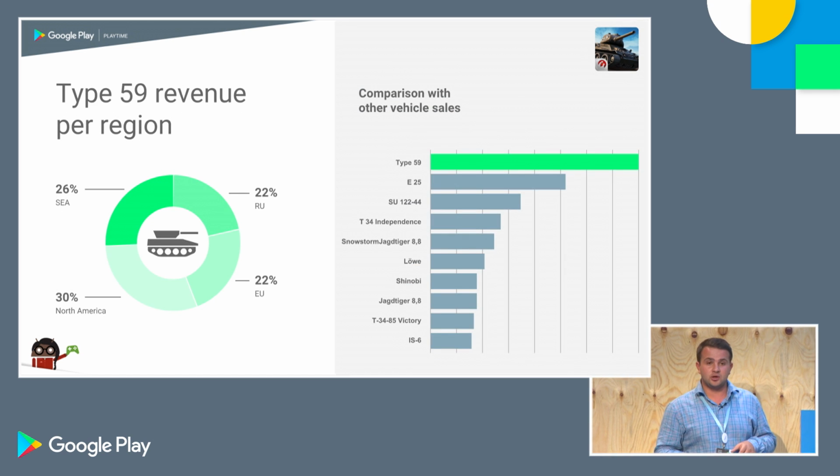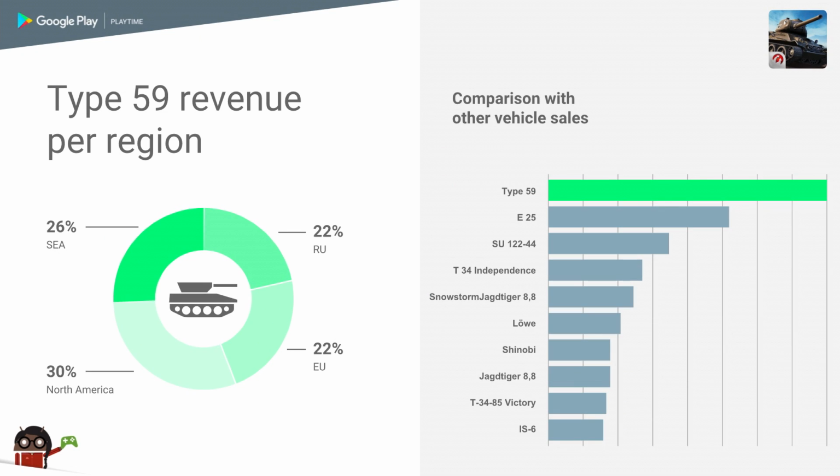This is actually a chart showing the number of sales of this legendary tank, the Type 59, compared to other tanks, and the E25 is one of the most popular and available in the game the whole time. So this is actually quite cool. So the next example is from Zeptolab.